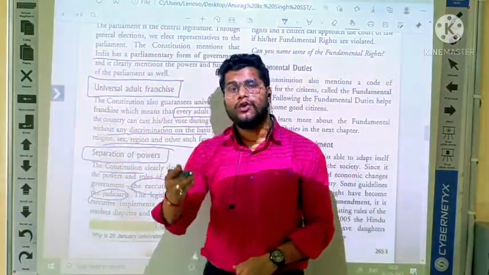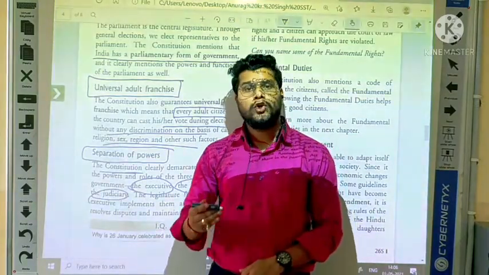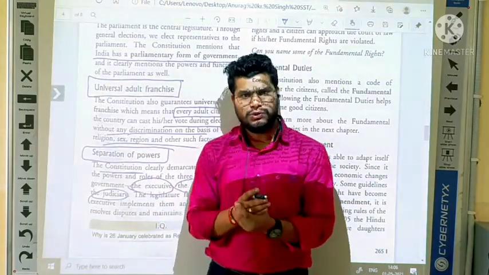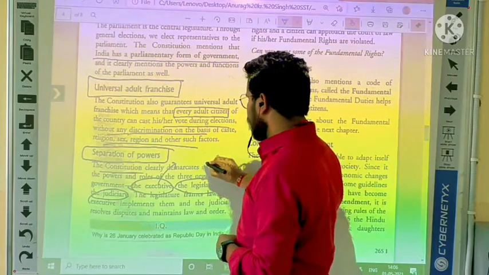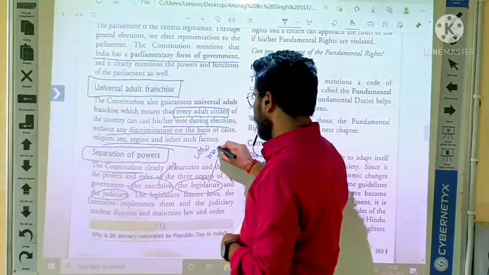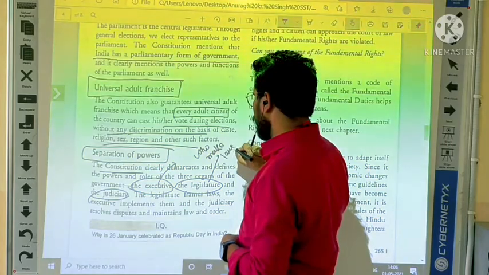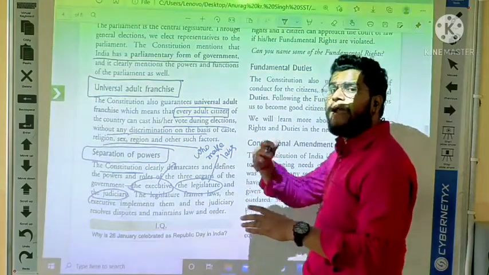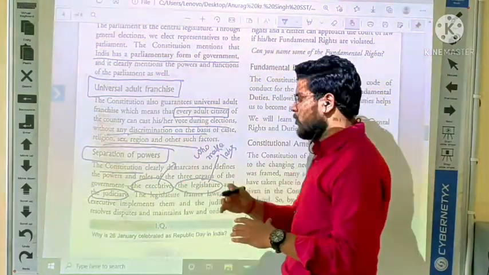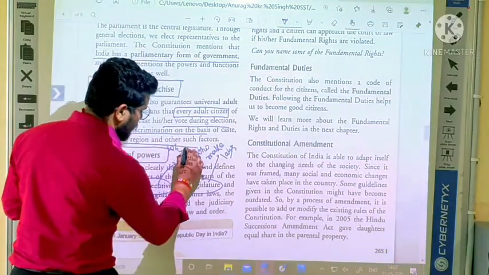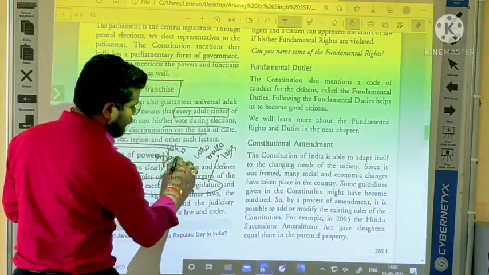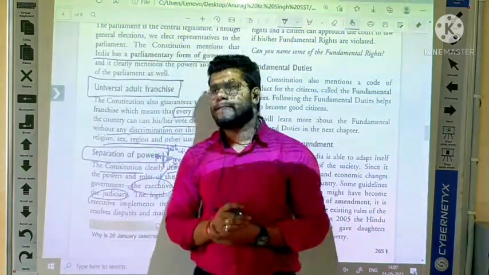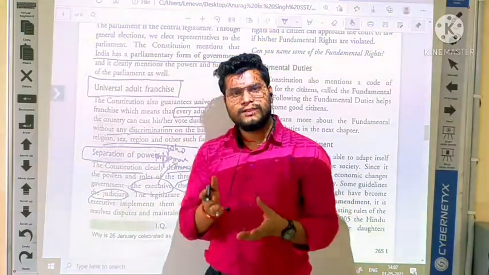Legislature makes laws. For example, MPs and MLAs in the parliament make laws. Okay, so legislature makes laws, and executive implements the laws. For example, who implements the laws? Our police station inspector.